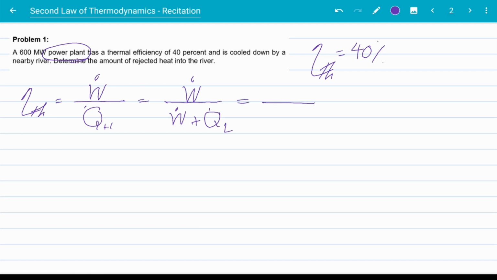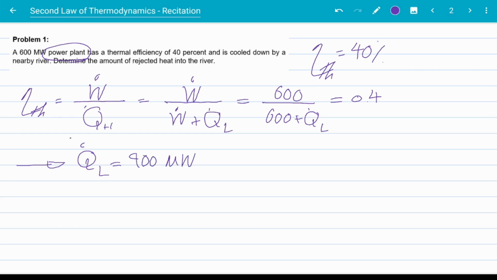Now we know that W dot, the problem says, is 600 megawatts. So 600 megawatts over 600 plus Q dot L, which is the amount of heat rejected to the river, is equal to 40% or 0.4. Do the calculations and you get Q dot L is equal to 900 megawatts. So 900 megawatts worth of energy is rejected to the nearby river.